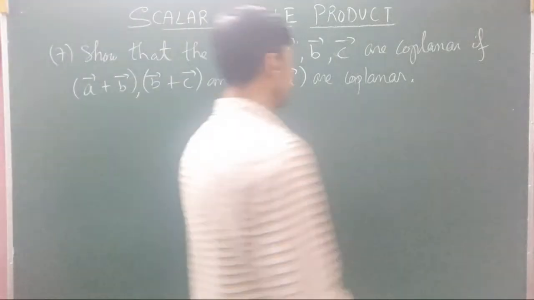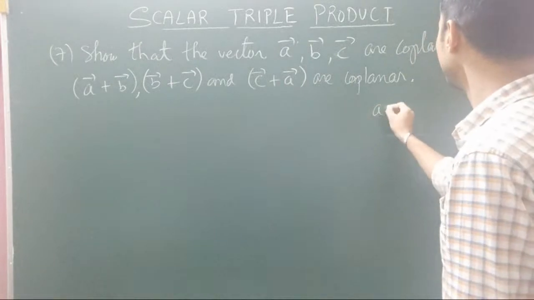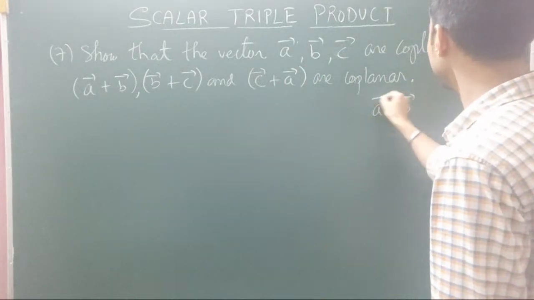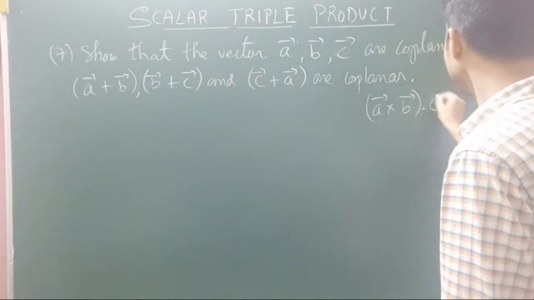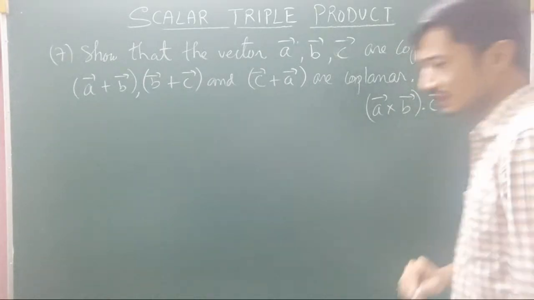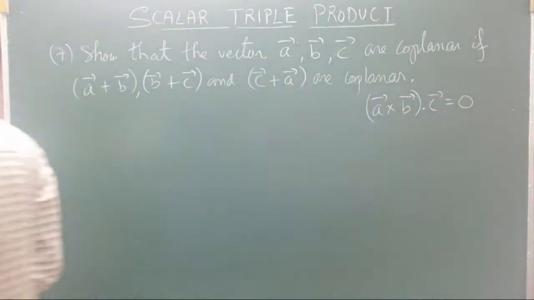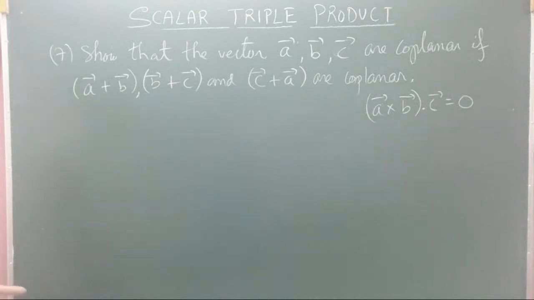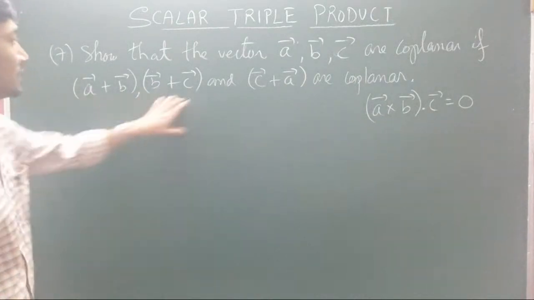To prove that the vectors A, B, C are coplanar, we should prove that their scalar triple product, something like this. This is scalar triple product. This should be what? 0. From where do we begin? What is the condition given? The condition given is these three are coplanar.